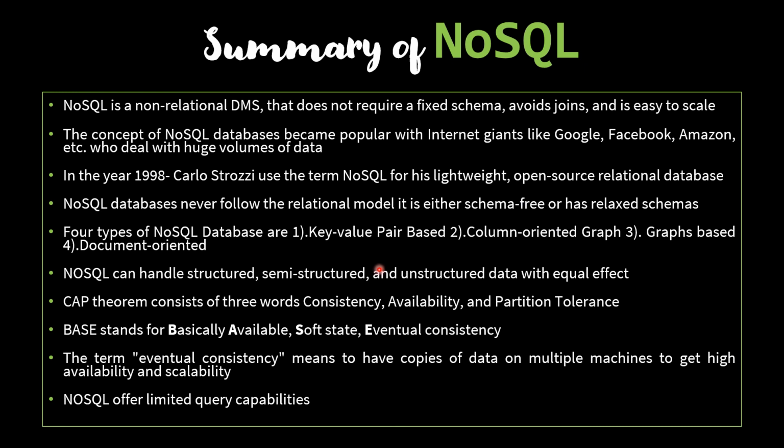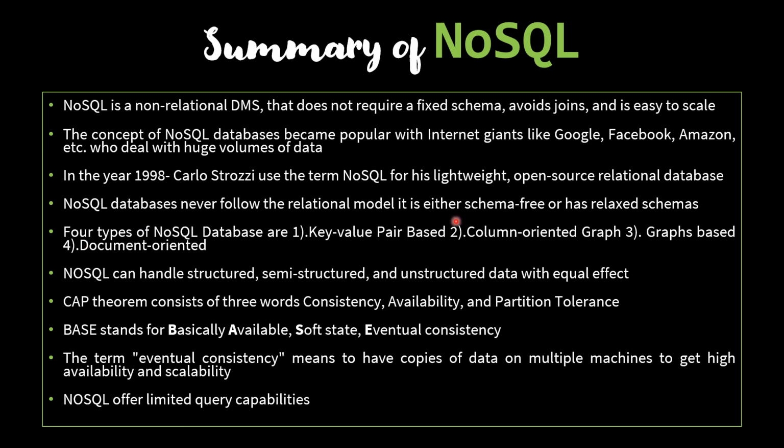Right, now we have the summary of NoSQL. Okay, so the summary here: NoSQL is a non-relational DBMS. It does not require a fixed schema, avoids joins, and is easy to scale. The concept became popular after giant companies introduced it, like Google, Facebook, Amazon, LinkedIn. It was introduced in 1998, and never followed the relational model. It is also schema free. Okay, that's its disadvantage, but I think we can get over it.